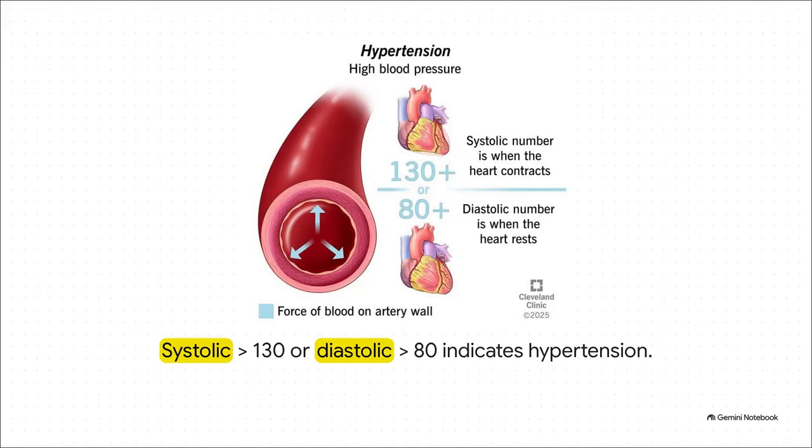This perfectly illustrates what's happening mechanically inside the body. You've got your systolic number, that's the top number when the heart actually contracts, and the diastolic number for when the heart rests between beats. Once you cross that threshold to a systolic pressure of 130 or higher, or a diastolic of 80 or higher, that indicates hypertension. It is literally the physical force of blood battering against those artery walls.